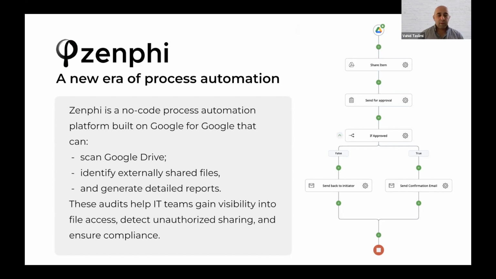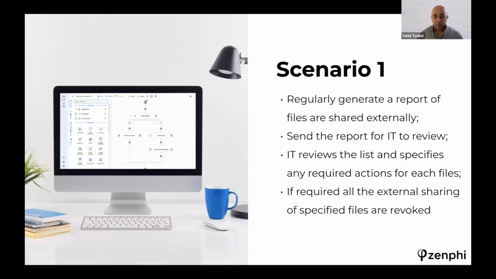I've got two use cases for you to automate. In the first use case, we're going to create a Zenphi flow which runs on a specific schedule. The flow is going to go across all of your employees' drives and shared drives, find all the files which are externally shared, and put them in a Google Sheet. From there, we can send it to IT for review, and if required, take it further and revoke the access, or send it to the person's manager or to legal for review, etc.